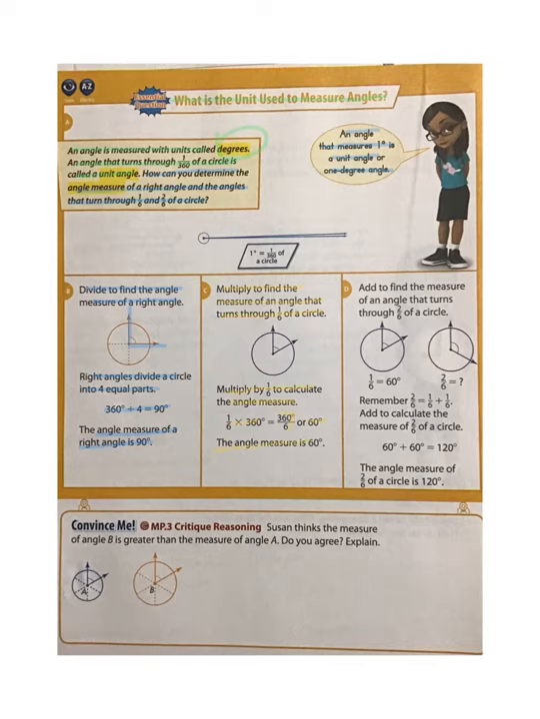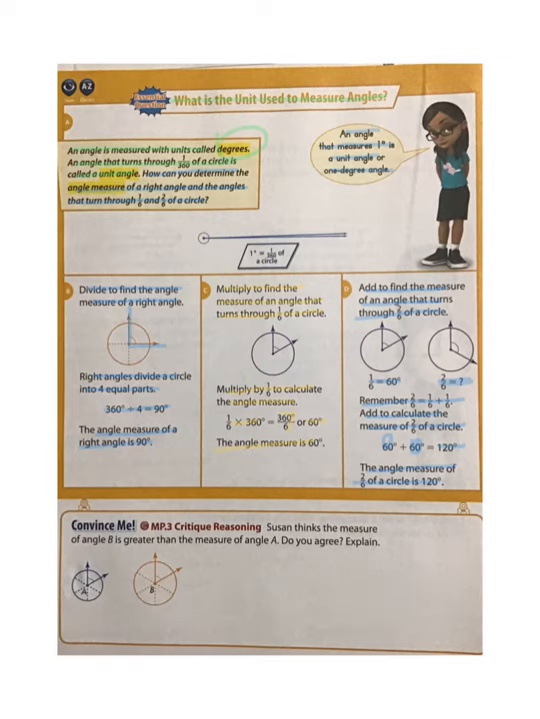Now, we're also going to find the measure of an angle that turns through 2/6 of a circle. So we know that 1/6 is 60 degrees. So we just have to figure out what 2/6 is going to be. And remember that 2/6 equals 1/6 plus 1/6. So we're going to add to calculate the measure of 2/6 of a circle. Since 1/6 is 60 degrees, then one more 1/6 will also be 60 degrees, and we're going to end up with 120 degrees. The angle measure of 2/6 of a circle is 120 degrees.